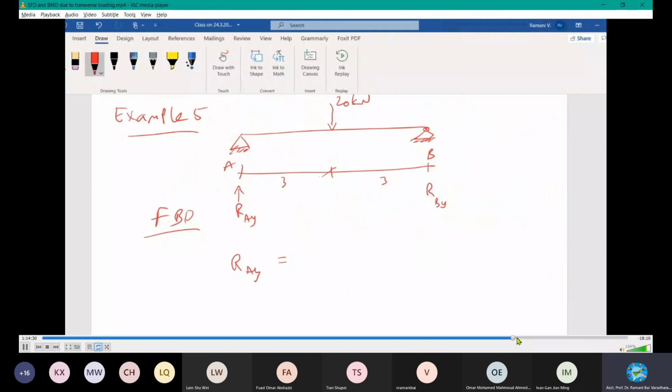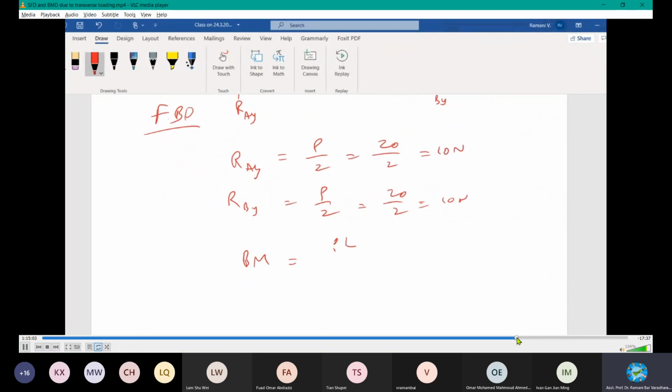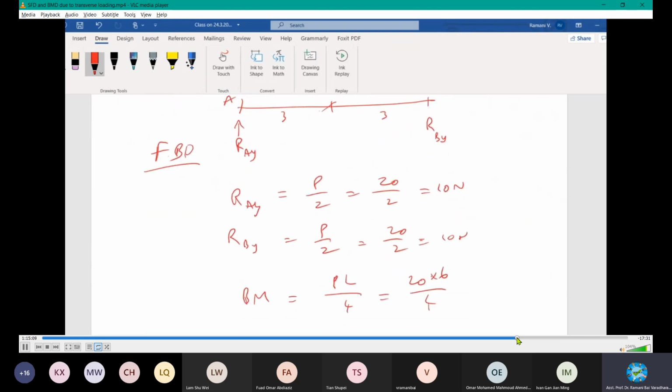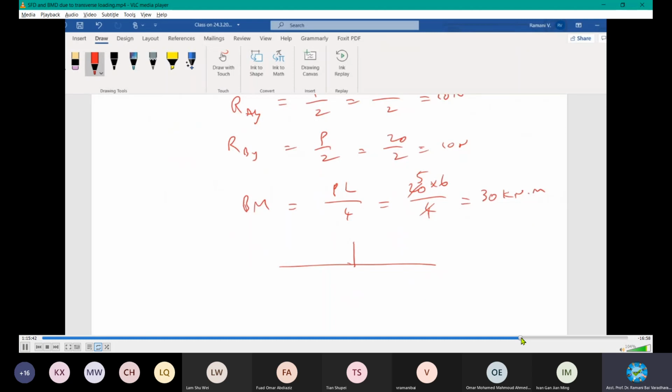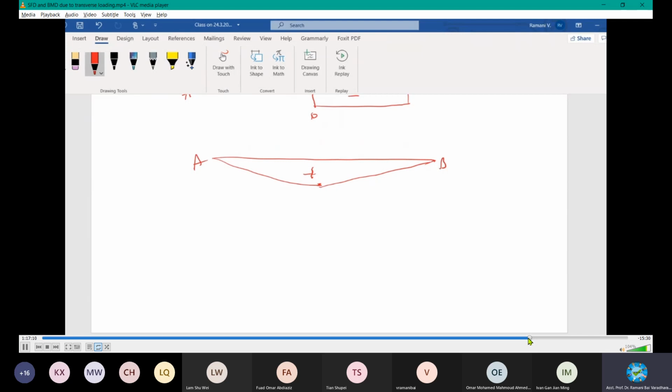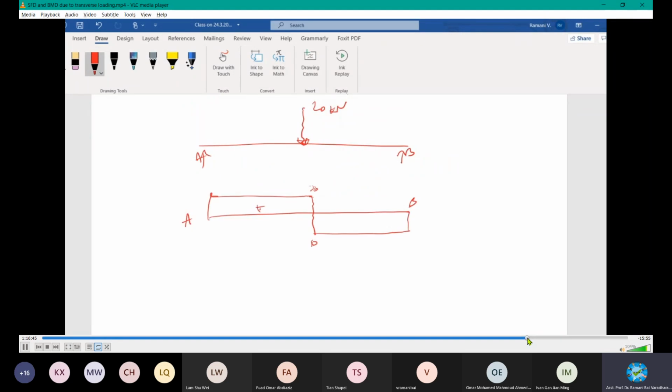And maximum bending moment will be PL by 4, because we have the ready-made equations, we can substitute. 20 times L, which is 6, divided by 4, the answer will be 30, right? Remember, it's like this with the loading at the middle point. This is positive, this is negative.